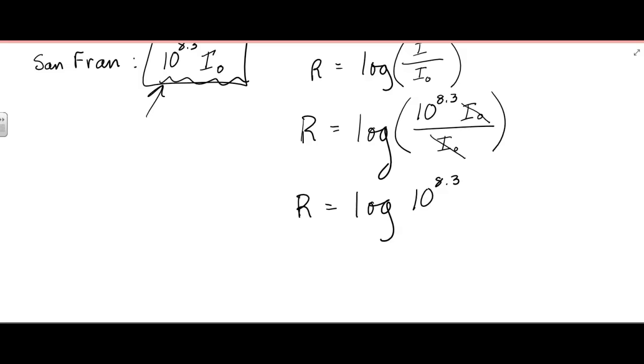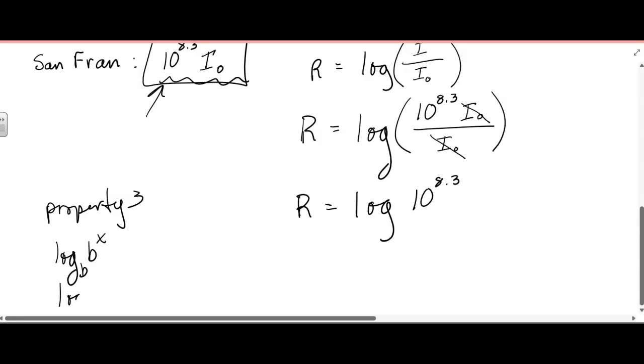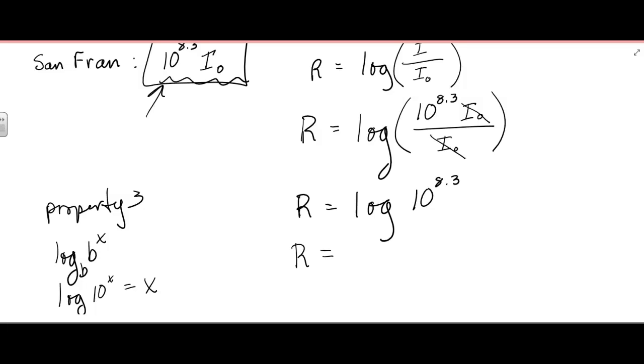All right, that is property 3. Property 3 says if you have a log base b of b to the x, and those are the same, in a common log, when you have 10 to some exponent, it just equals x. So the Richter scale number is going to be 8.3. That was what it measured on the Richter scale in San Francisco in 1906. It was an 8.3 earthquake.